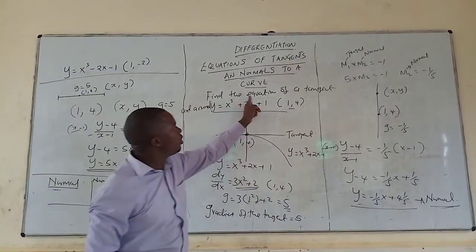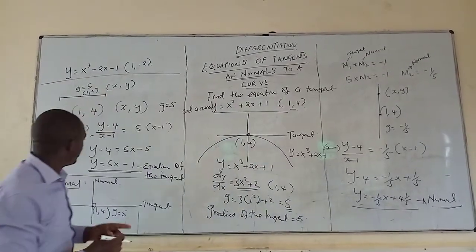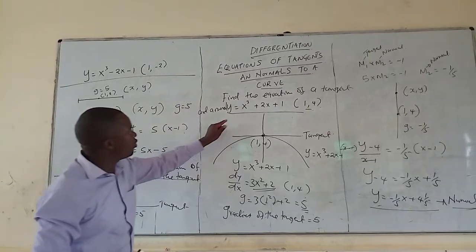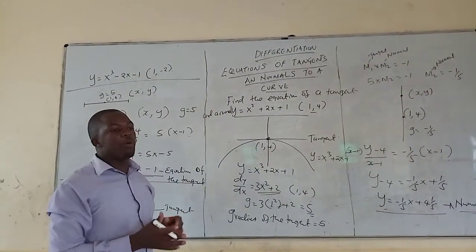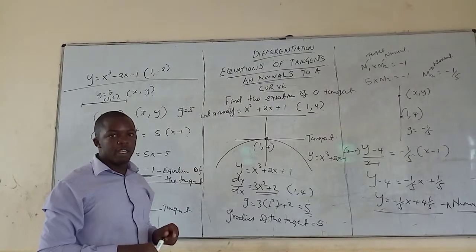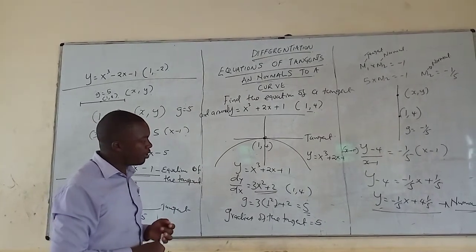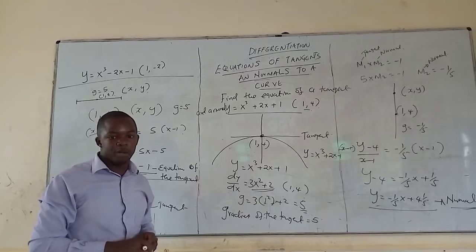I have got the equation of the tangent, which I got here, and I have also got the equation of the normal, which I've got here. That is how we can get it. We are going to look at example 2 very fast so that we can wind up this lesson.